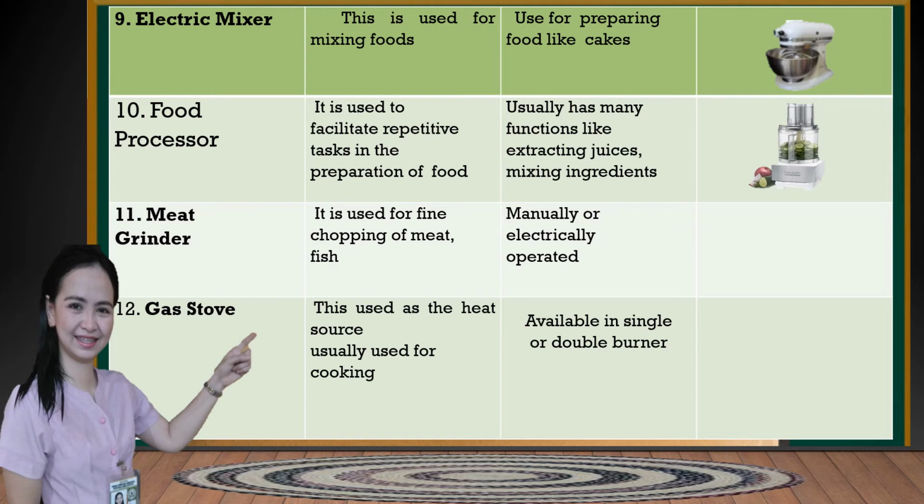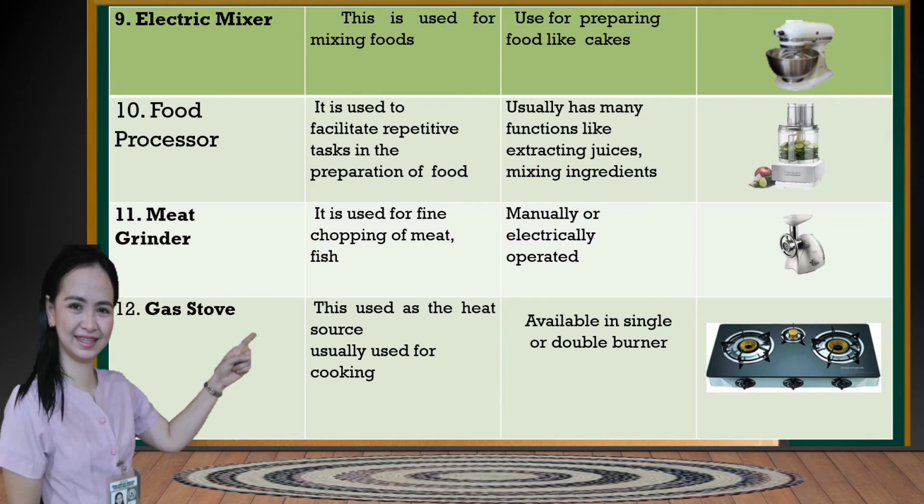The next one is meat grinder. A meat grinder is used for fine chopping of meat or fish, and it is manually or electrically operated. The example of this is what you see in the picture. And the last one is a gas stove, which is used as the heat source usually used for cooking. It is available in single or double burner.